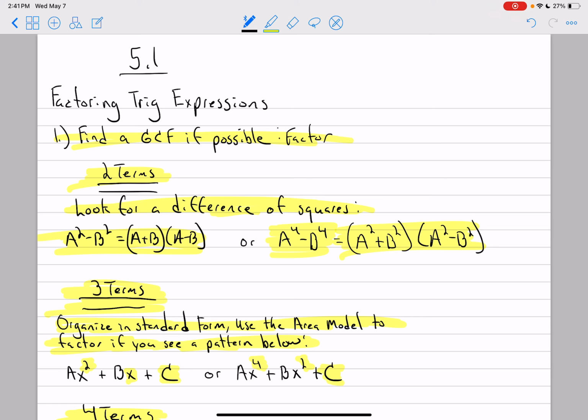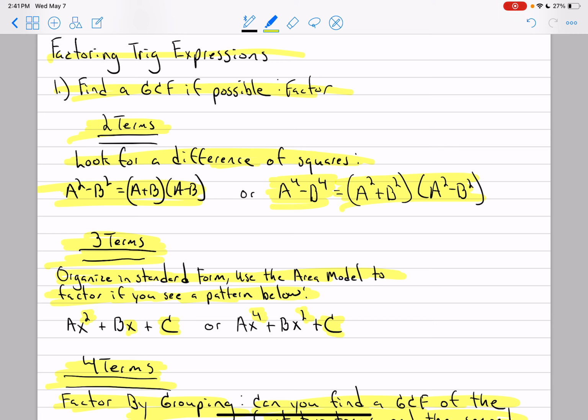We're going to do 5.1, factoring trig expressions. Try to do this thing quick. Get this up for you guys. So first off, just write this stuff down. Factoring trig expressions. So this is all built off of stuff that we've done before.